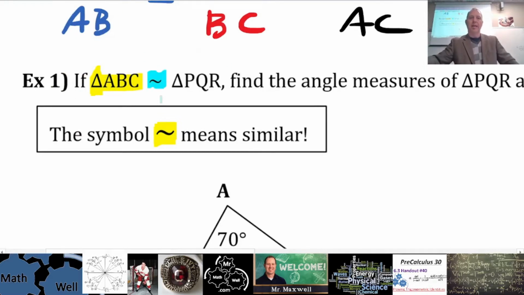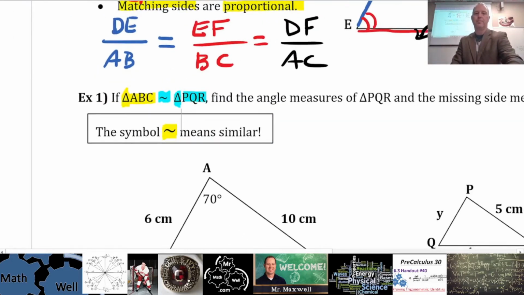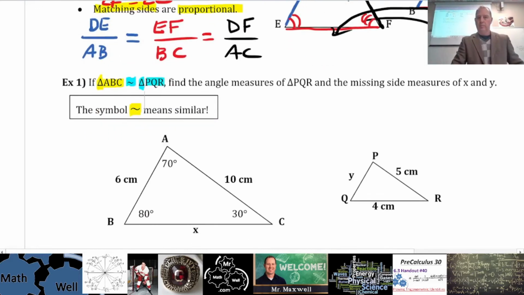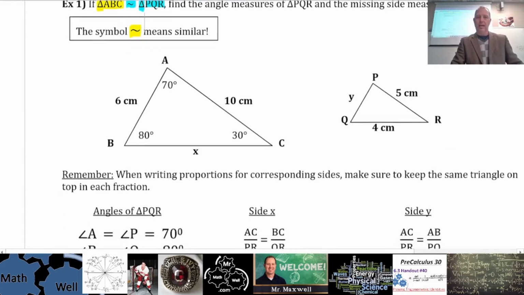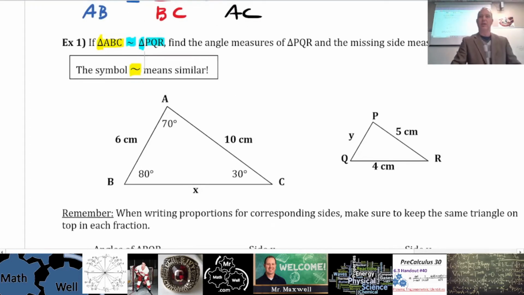Triangle ABC is similar to triangle PQR because the angles are equal and because all the sides are proportional. So here's PQR and ABC for this example, and they are similar, so that means that we can determine all sorts of missing pieces here.